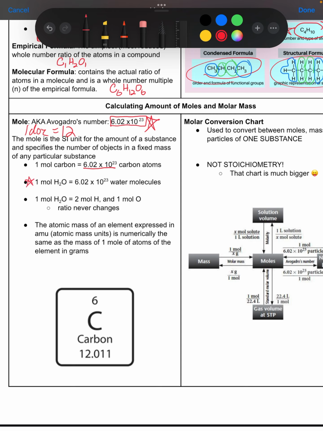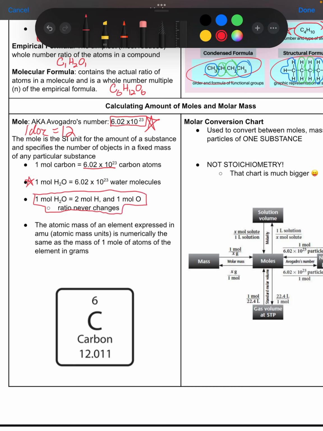So this you can scale up. It doesn't necessarily have to mean atoms. It could mean particles, or it could mean molecules, or it could mean textbooks. If you have a mole of something, there's that many of it. This bit of information is going to become very important later.